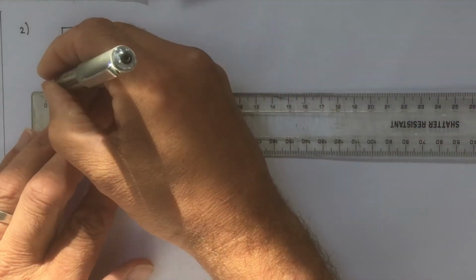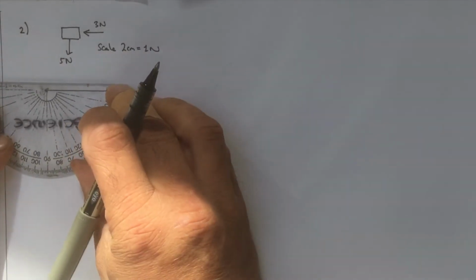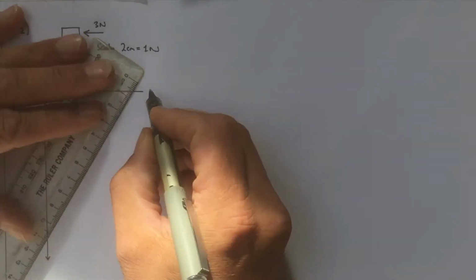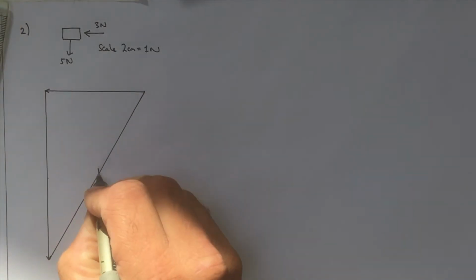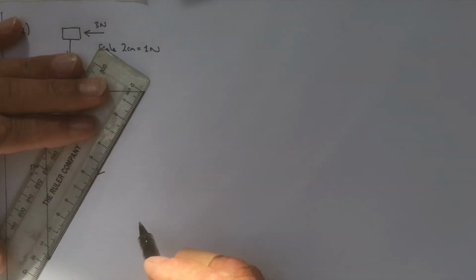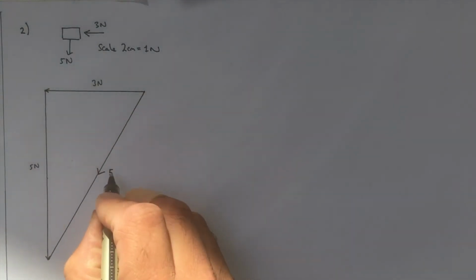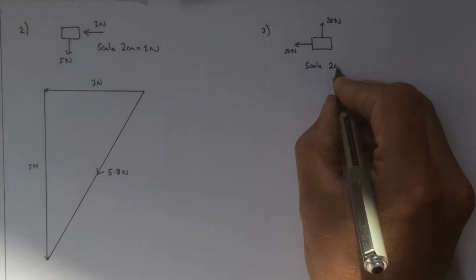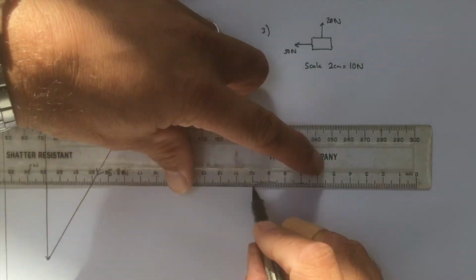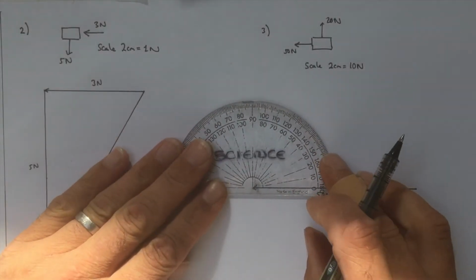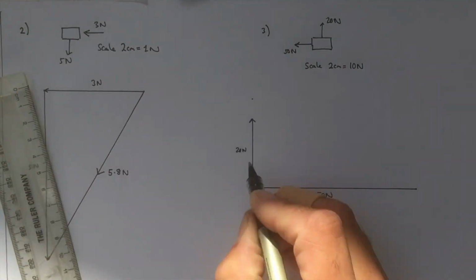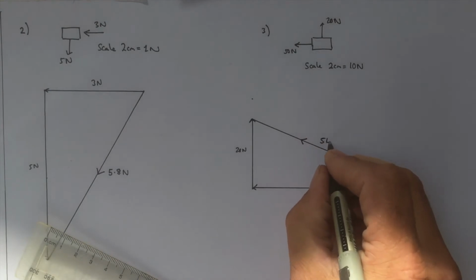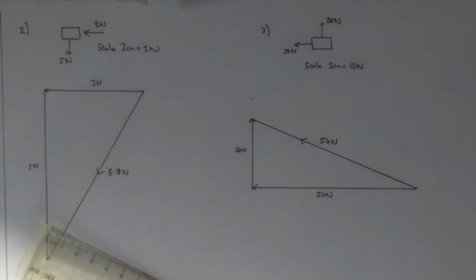So for 2 we have to interpret what it says, and so we've got 3 newtons acting to the left and 5 newtons acting down. So I'm going to use a scale of 2 centimetres to 1 newton because they're quite small forces. This gives me a length of 11.6, which is 5.8 newtons. So I've got 20 newtons acting up and 50 newtons to the left. I am going to use a scale of 2 centimetres for 10 newtons. So length is 10.8 centimetres, which is equivalent to 54 newtons.